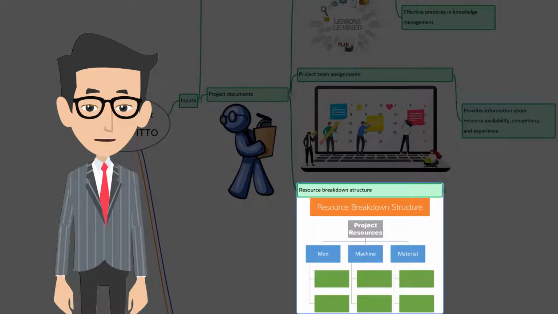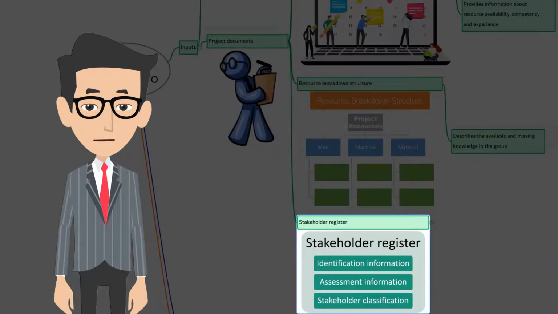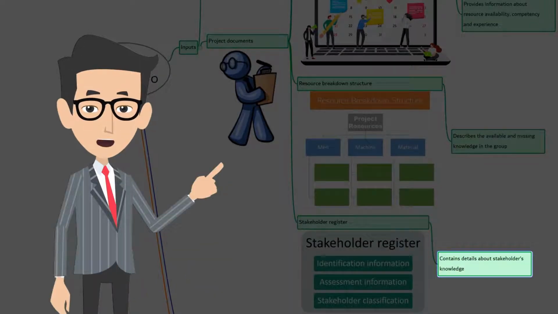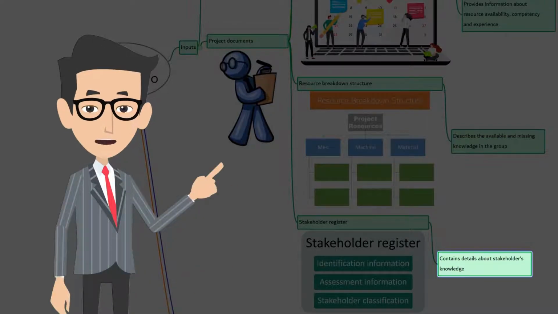Resource breakdown structure. In Manage Project Knowledge, the resource breakdown structure helps to understand the available knowledge in the group and also to understand what knowledge is missing. Stakeholder Register. The Stakeholder Register contains details about the identified stakeholders that help to understand the knowledge they may have.